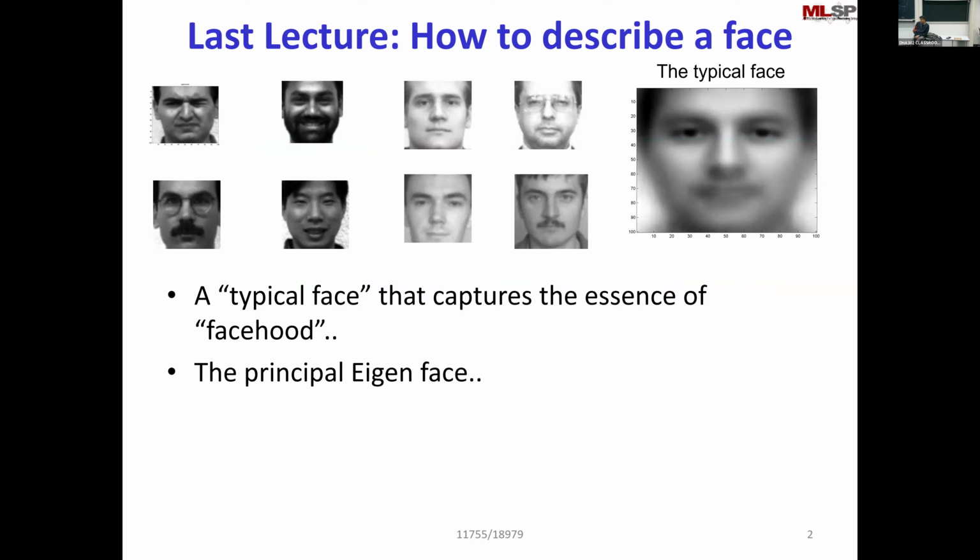this week, it's all about trying to detect faces in images. Now, we know from the last lecture how to describe a face. We started off with a typical face, which captured, in some sense, the essence of facehood. This was our, what was this? Our principal eigenface. And then every face in the world could be approximated as a scaled version of this image, and it will still look like a face. You get most of what was the most important thing of a face image, that it is a face.